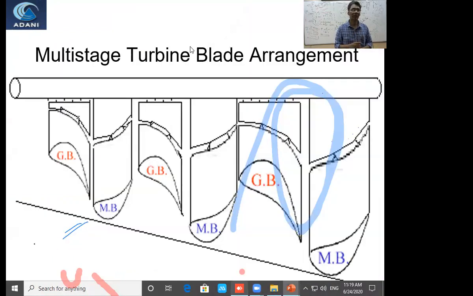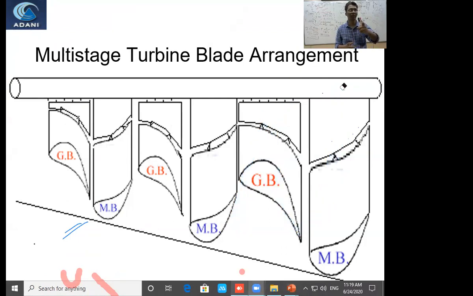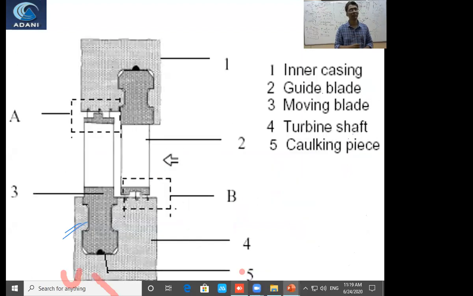You can see the multi-stage turbine blade arrangement. One is guide blade, one is moving blade. Guide blade, moving blade, and so on. The turbine moving blades are connected to the rotor, whereas the guide blades are connected to the stator or fixed blade casing. Next. So these are some roots of the blades.